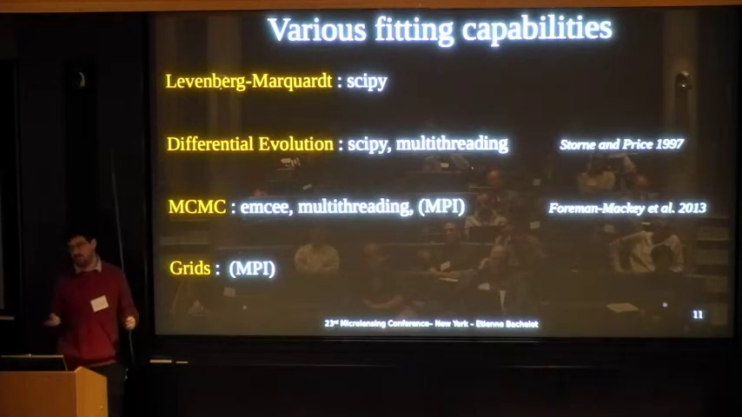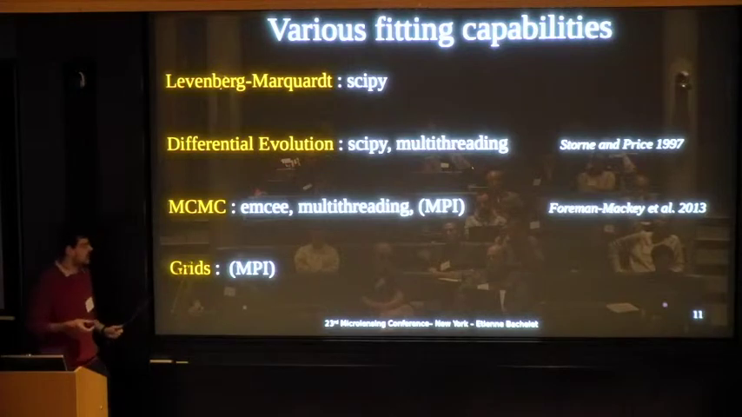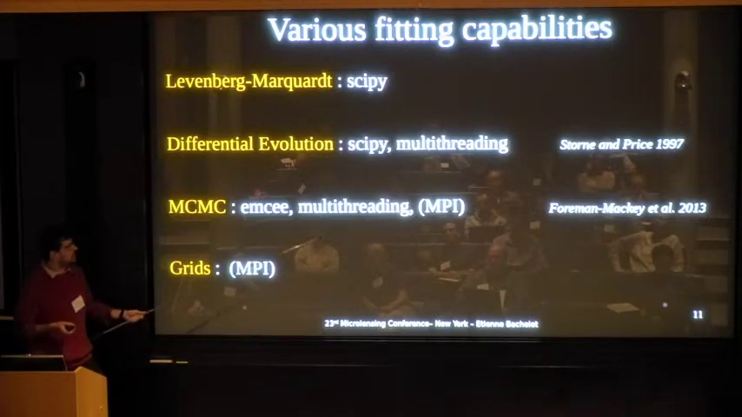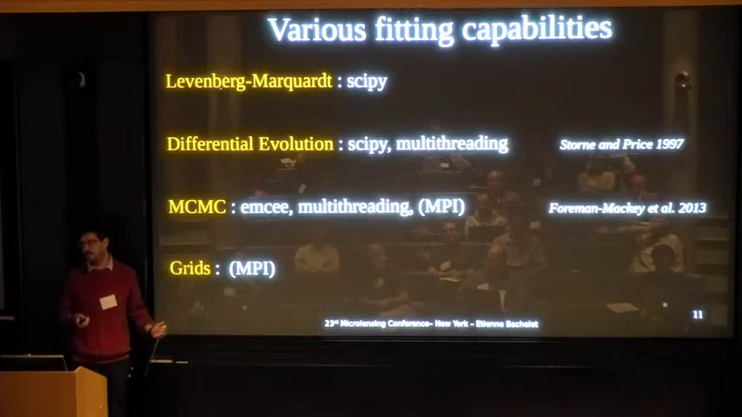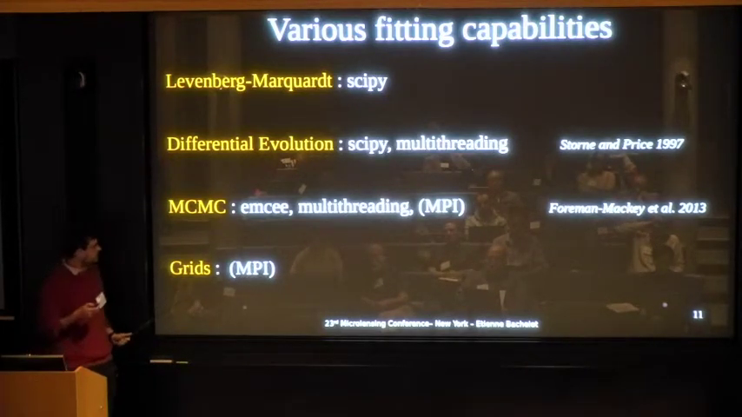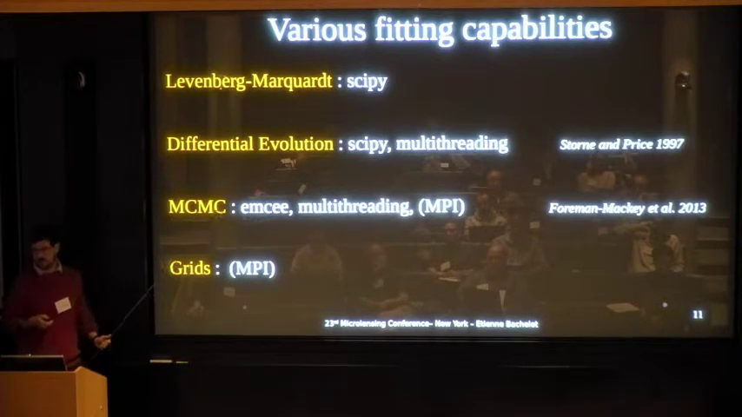If you are more interested in posterior distributions, you can explore MCMC around your minimum using the awesome emcee package, which also supports multithreading in version 3.0. And we are working to make it MPI friendly. We have some issues right now, but it should be doable quickly. And we have some grid methods if you're interested in using that.